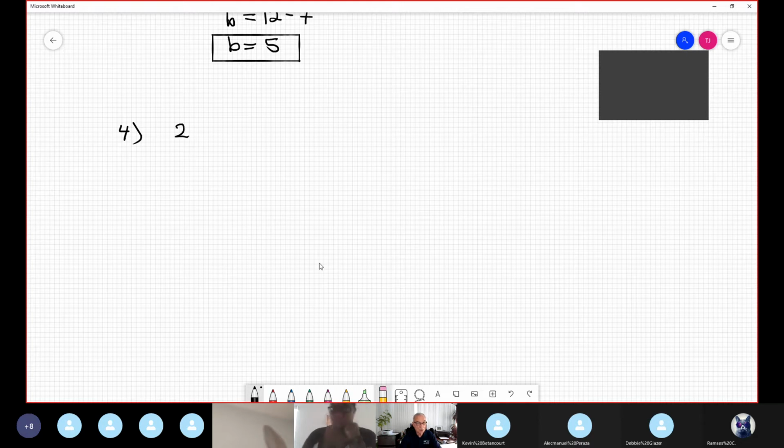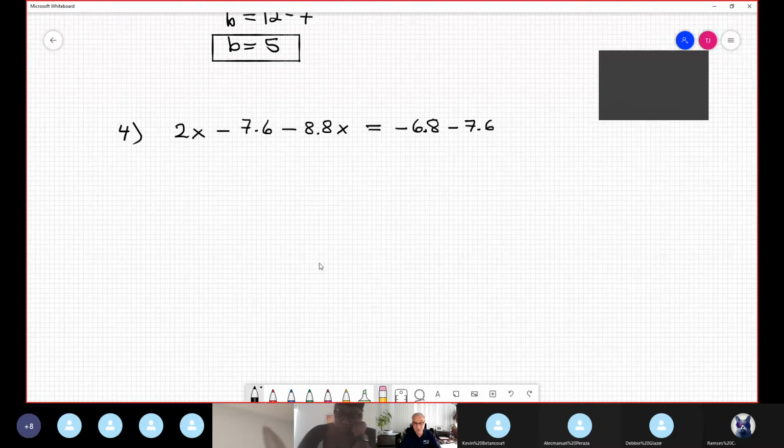This is 2x minus 7.6 minus 8.8x equals minus 6.8 minus 7.8. Wow, it's a decimal. But don't worry for this. One fantastic way to eliminate the decimal is multiplication by 10. No, but no, I don't do that.